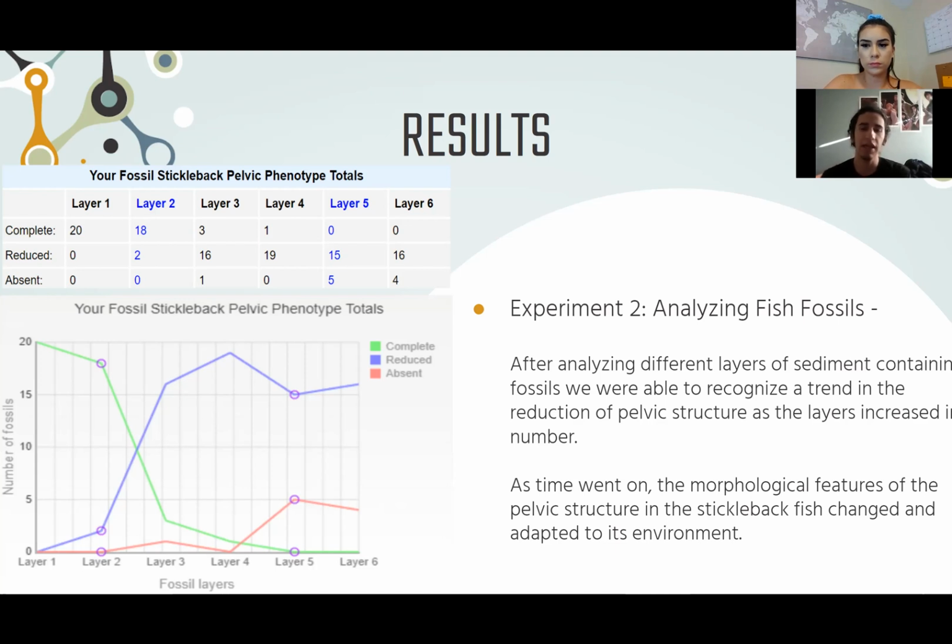What does this mean? That means that stickleback fish pelvic structure adapted to its environment, be it because of genetic drift, natural selection, lack of predators or genetic isolation. We just know that one of these factors, or maybe all of these factors, caused adaptation in its environment.